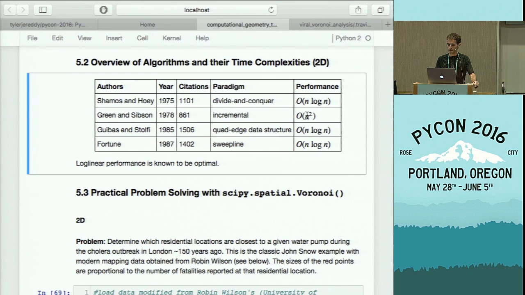There's also the incremental algorithm, which, although it's slower, so it has a quadratic time complexity, is again often implemented because of the relative ease of implementation, basically compared to some of the more sophisticated algorithms.